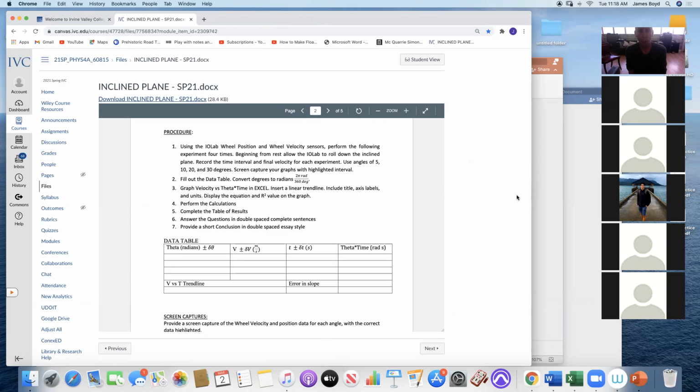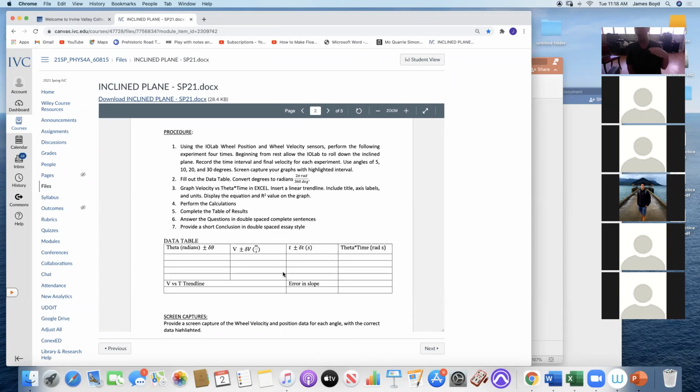When we do that, we're going to get 4 screen captures, and I'll show you those. We're going to fill out this data table from the IOLAB, and I will actually do that in front of you. But you're going to need to do it on your own. So this lab is a little bit of trial and error.